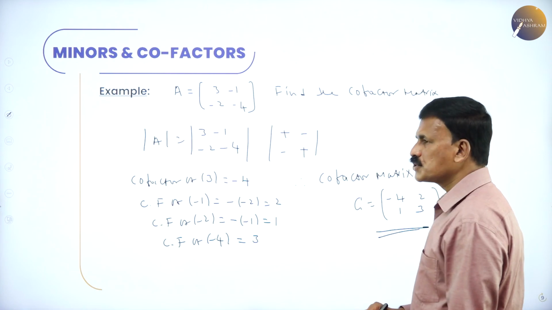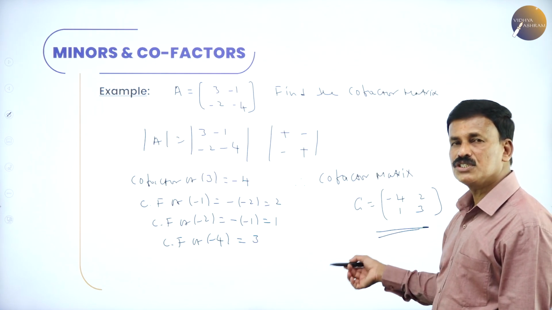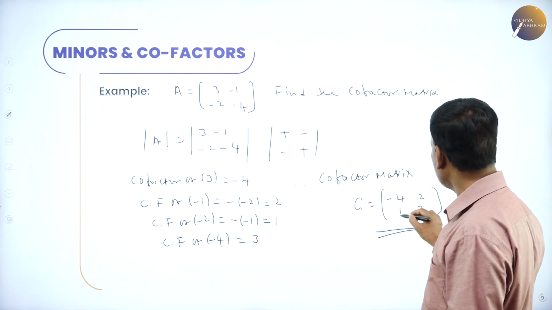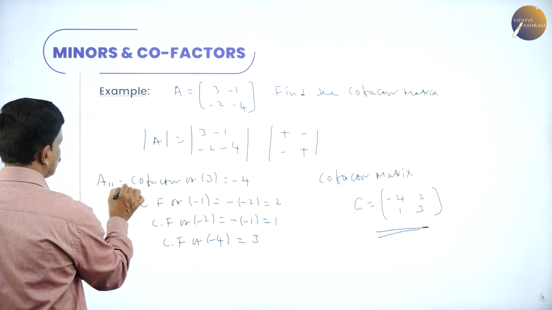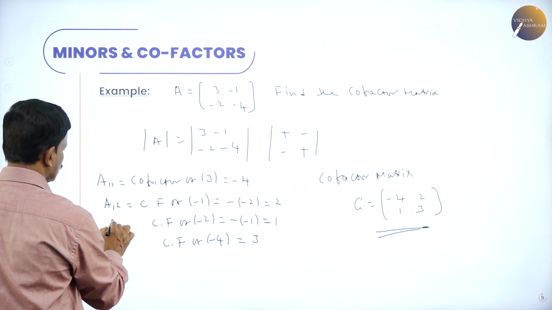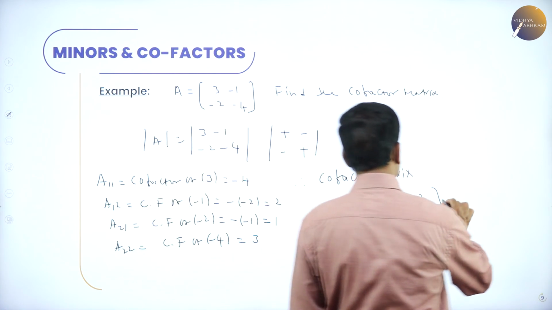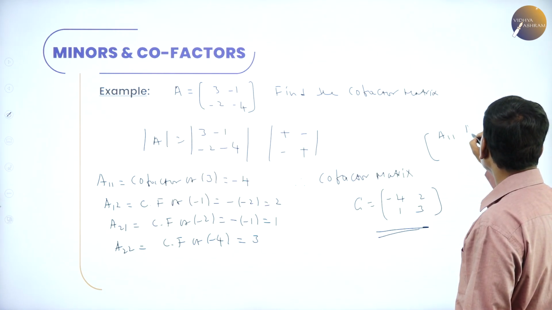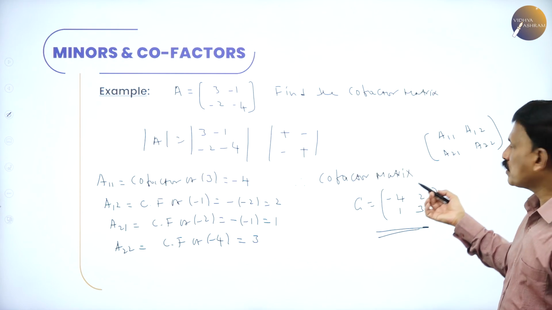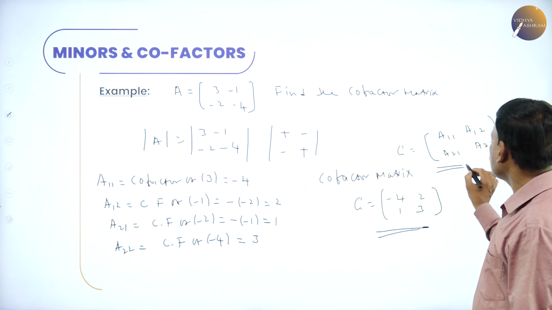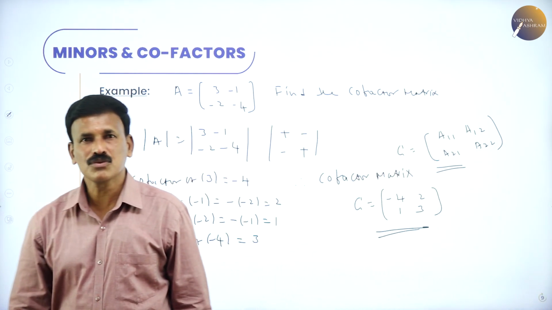This is the cofactor. So, in the next class, we will discuss regarding the adjoint. If you transpose this cofactor matrix, you will get the adjoint. So, adjoint is minus 4, 1 and 2, 3. So, this can also be represented as capital A11, A12, A21 and A22. The cofactor matrix is nothing but A11, A12, A21 and A22. So, if the minors are multiplied by a proper sign, you are going to get a cofactor matrix. That is nothing but this. This is an example for the minors as well as the cofactor of a matrix.